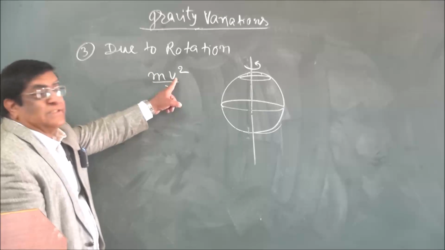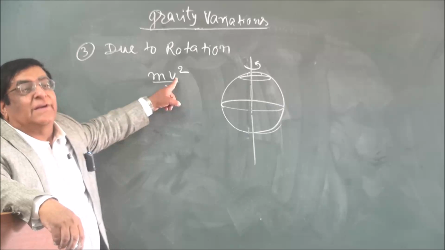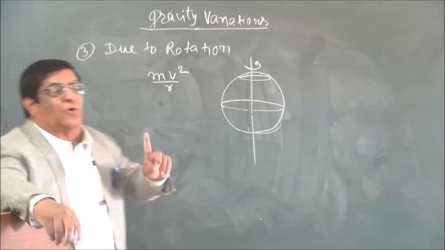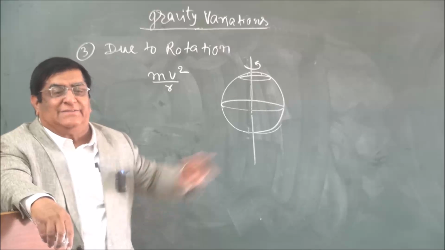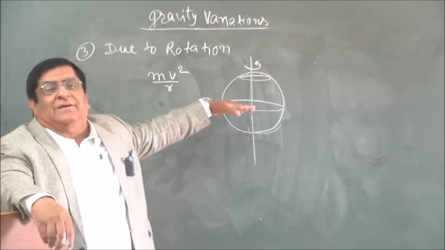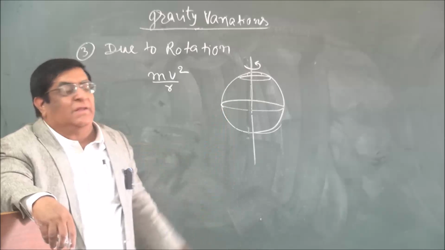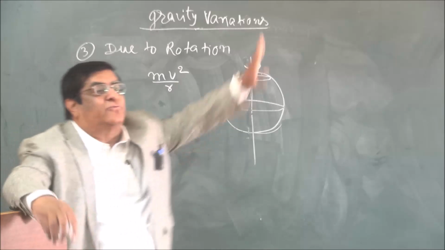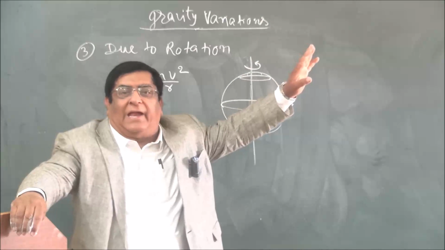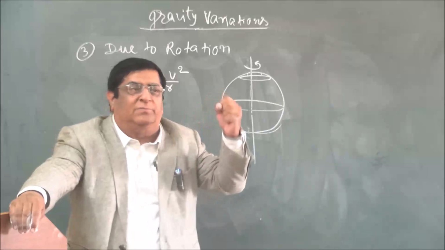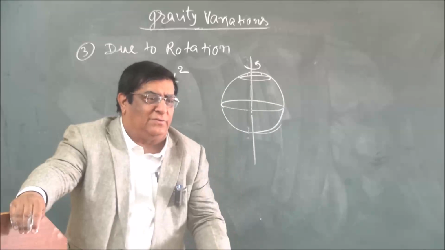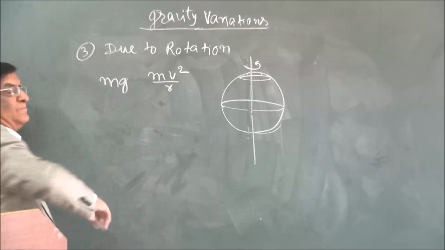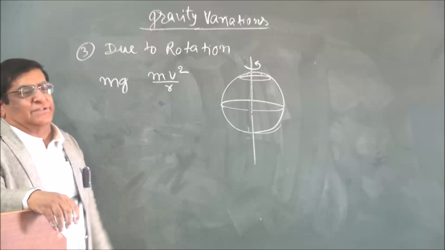This V, which velocity? Linear velocity. That means the centrifugal force is always greater at the equator. This is the centripetal force which is pushing the object out from the earth. And why does the object not go out? Because gravity is pulling it down. How much is that gravity? mg, mass into acceleration of gravity.